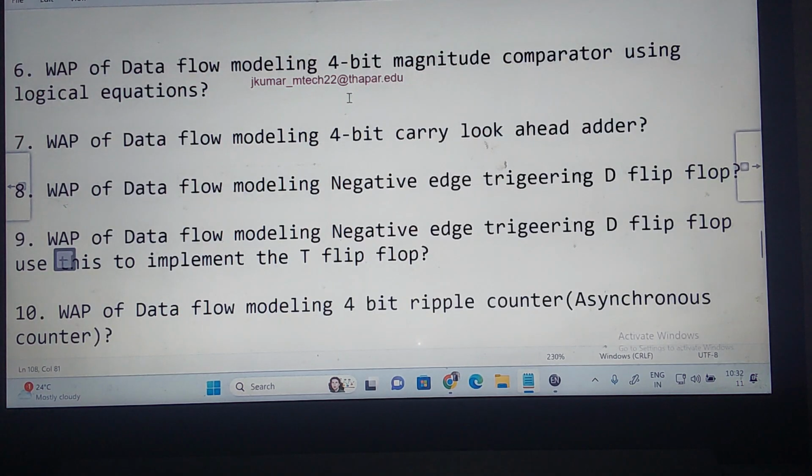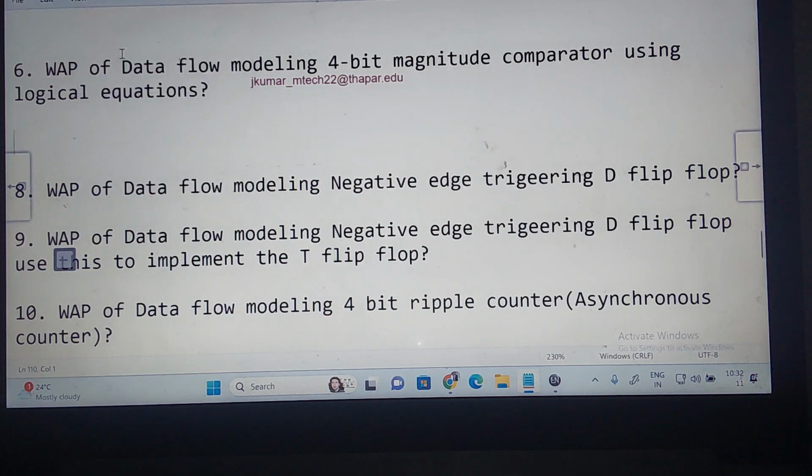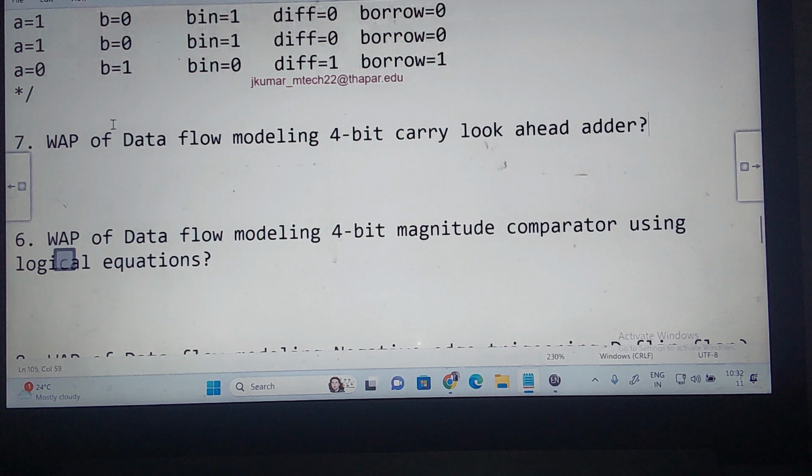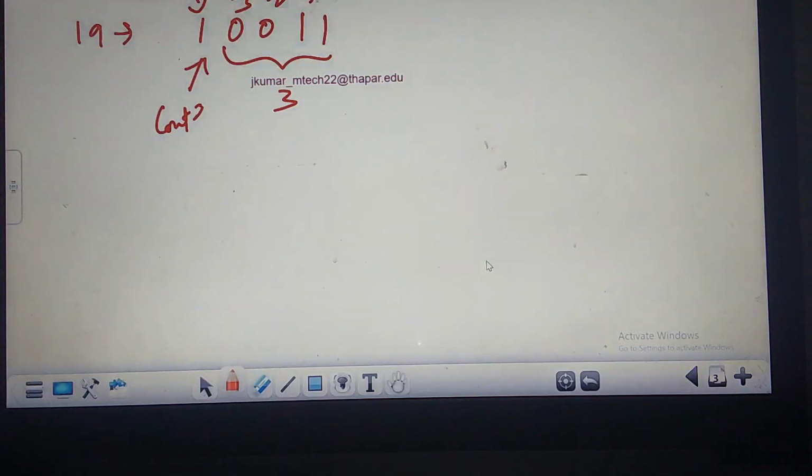So before going to the 6th question, shall we go with the 4th question, the 7th question, because the 7th question relates to the adder circuit. Since we are talking about the adder circuit, let us go with this. Write a program of data flow modeling for a 4-bit carry look ahead adder. So there are certain advantages of this adder. Go in your what adder? Parallel adder. Now coming back to your parallel adder.